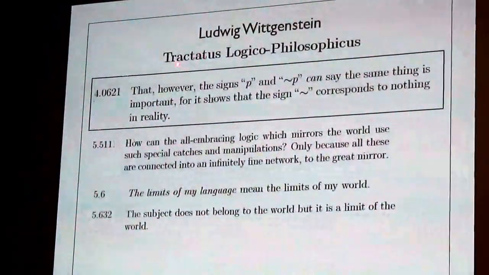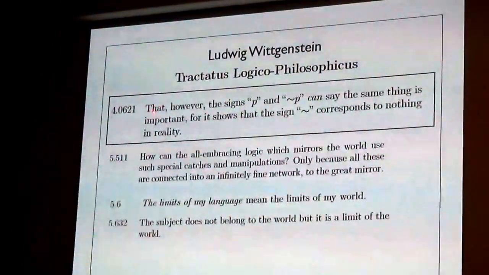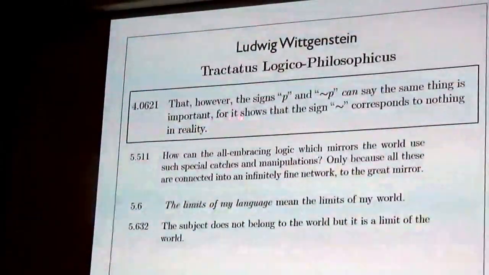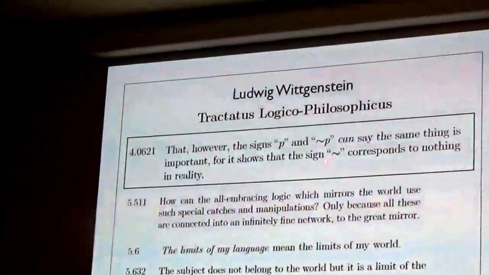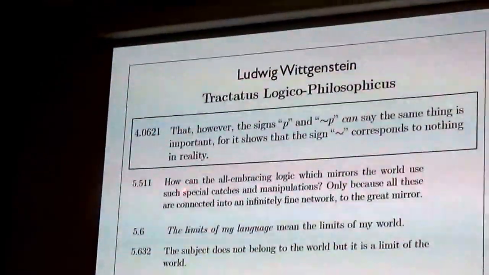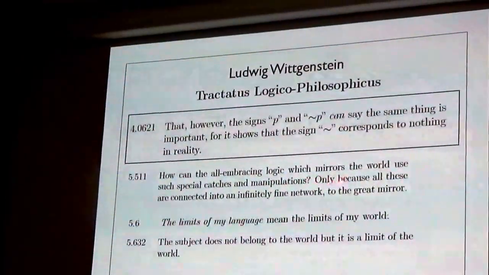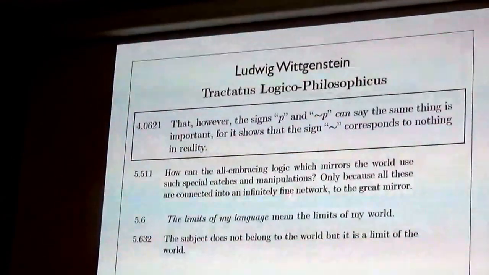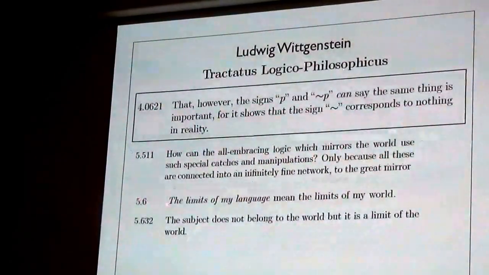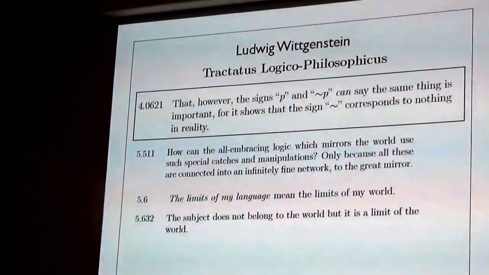Wittgenstein had a lot of things to say in the Tractatus. One of the things he said is that the fact that the signs P and not P can say the same thing is important, for it shows that the sign not corresponds to nothing in reality. And he said, how can all-embracing logic which mirrors the world use such special catches and manipulations? Only because all these are connected into an infinitely fine network, to the great mirror. And this is the poetic speech in back of his picture theory of reality in the Tractatus.